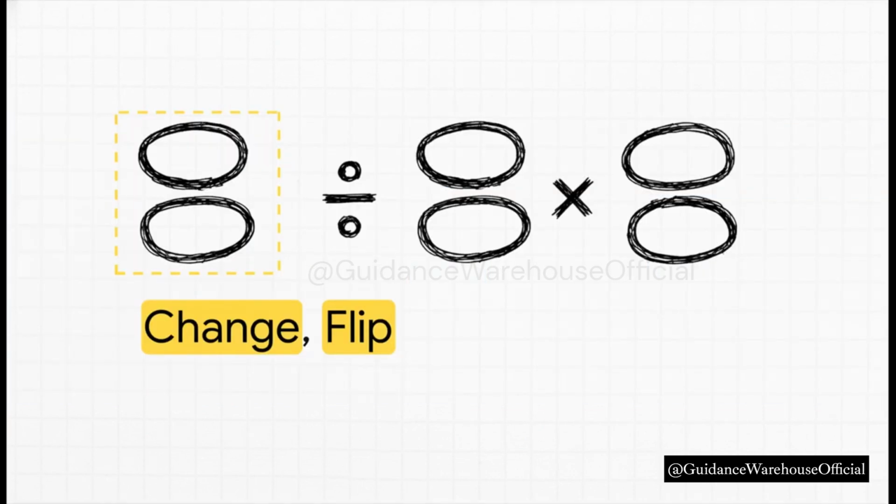And what about division? Even easier. You just have to remember that one little trick from back in the day: keep, change, flip. You keep the first fraction exactly as it is, you change the division sign to a multiplication sign, and you flip the second fraction upside down. And just like that, you've turned it into a multiplication problem, which you already know how to solve.